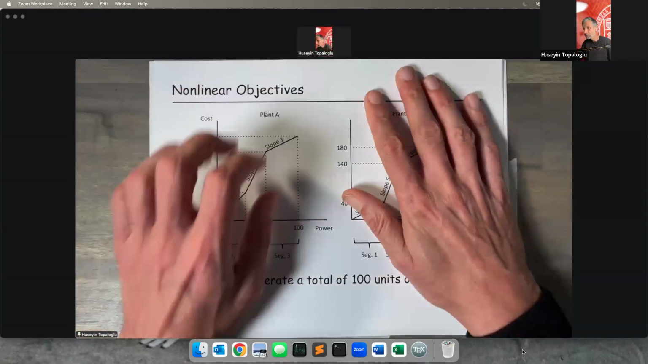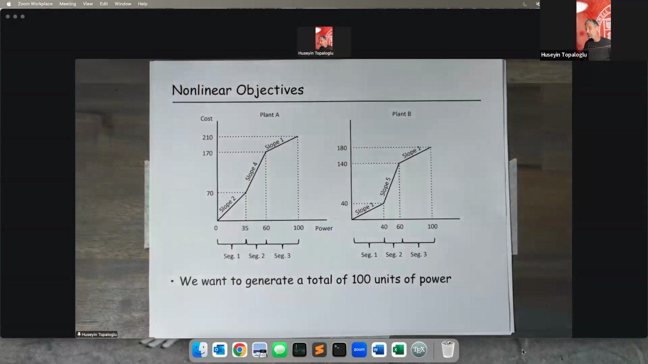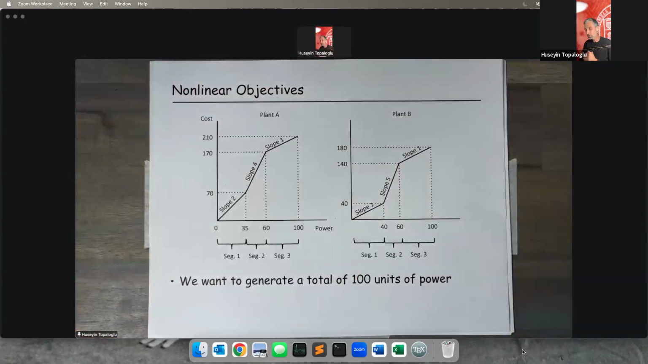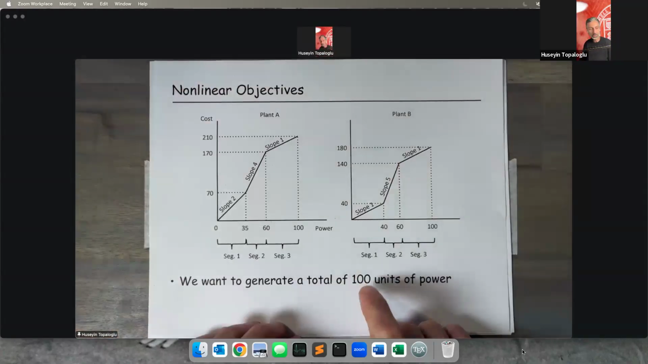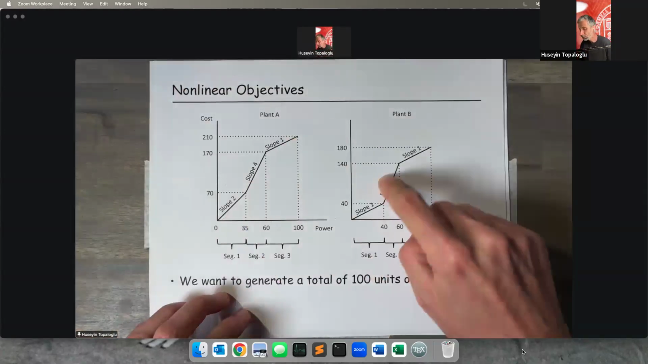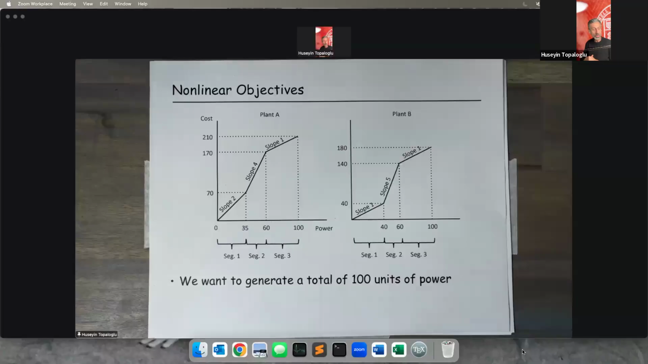In these two plants, we would like to generate a total of 100 units of power. We want to figure out how many units of power to generate in each one of these plants so that we minimize the total cost of generation while making sure that we generate 100 units of power. That is the question we're interested in. And by doing this example, we're going to see how we can embed piecewise linear objective functions into an optimization problem by using integer decision variables.